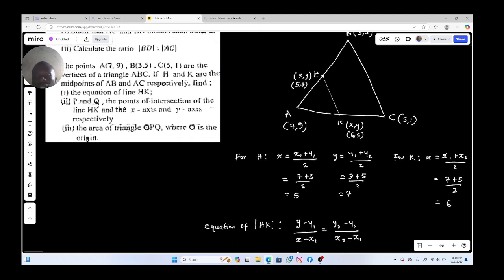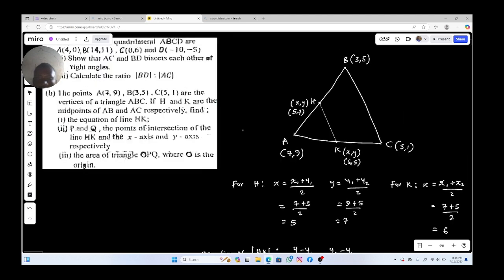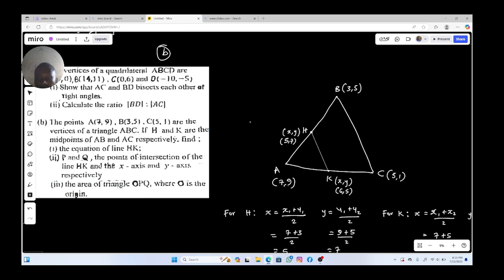So now the next one is where we have an issue. I'm going to move this diagram here so that we can get something. The question says that we have points P and Q. P is the point of intersection of line HK and the x-axis. So HK touches the x-axis at P, then touches the y-axis at Q. They say we should find the point of intersection of HK at the x-axis and at the y-axis. Invariably, they want us to find point P and point Q.